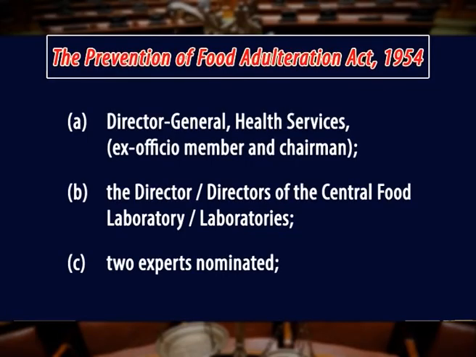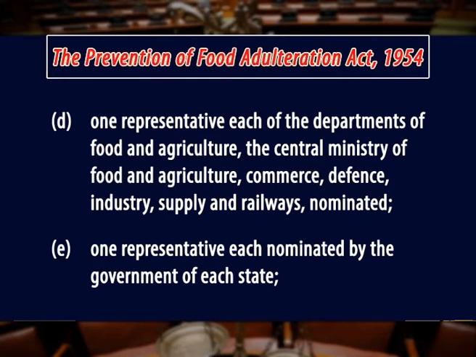The committee shall consist of: A. The Director General, Health Services, ex officio member and chairman. B. The director or the directors of Central Food Laboratory or laboratories. C. 2 experts nominated. D. 1 representative each of the departments of food and agriculture, the Central Ministry of Food and Agriculture, Commerce, Defence, Industry, Supply and Railways nominated. E. 1 representative each nominated by the government of each state.